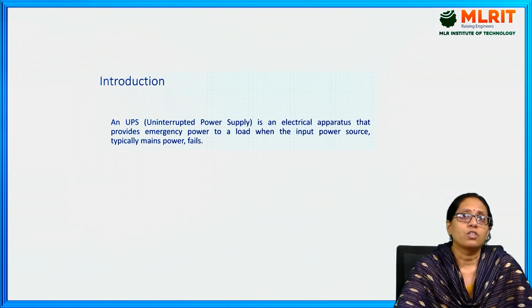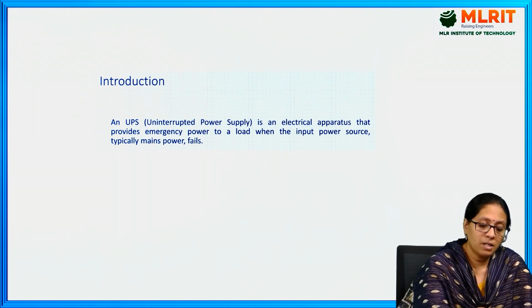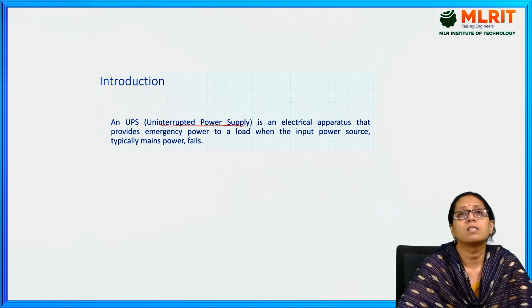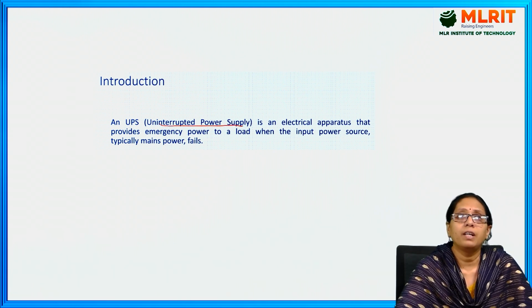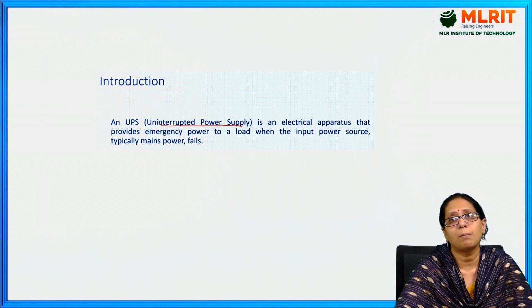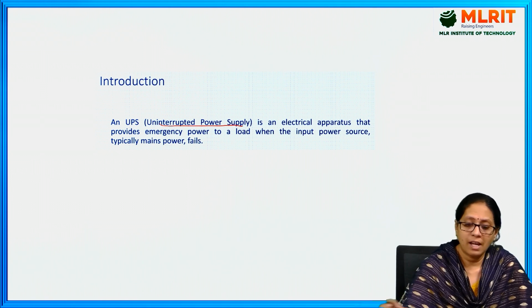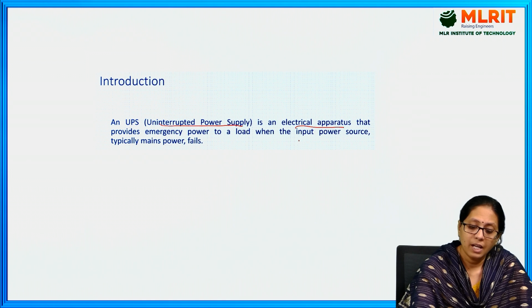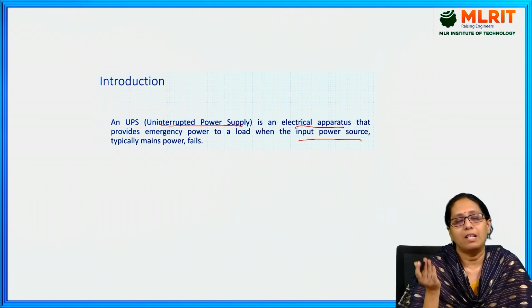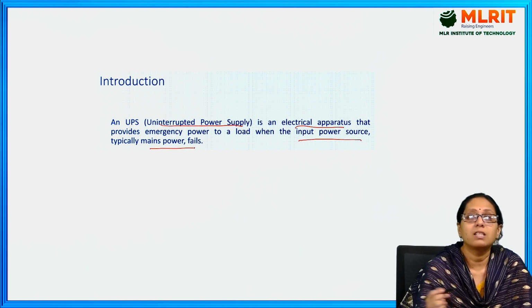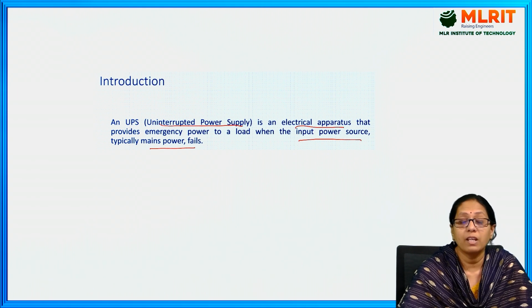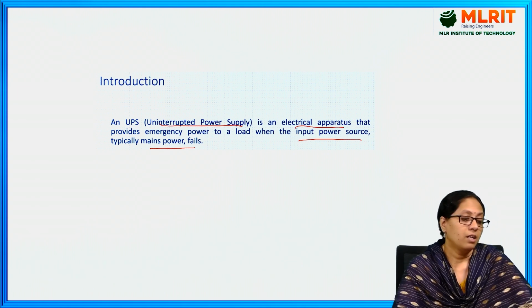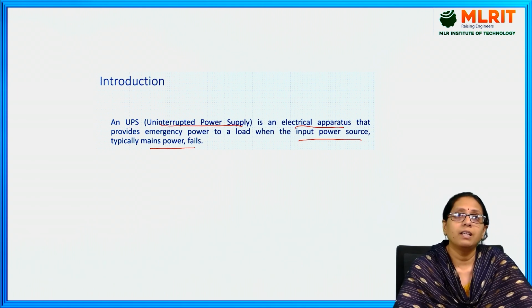The first introduction, what is UPS? UPS is nothing but uninterrupted power supply. Means without any kind of interruption, if we give continuous power supply to the load, we will call it UPS. The UPS is an electrical apparatus that provides emergency power to the load when the input power source, that is the main power, fails. So whenever the input main supply fails, we will be connecting the UPS.